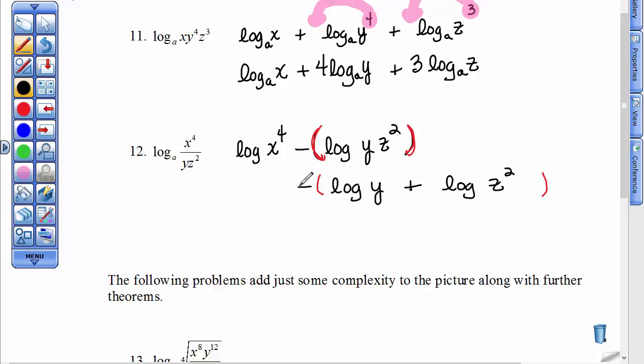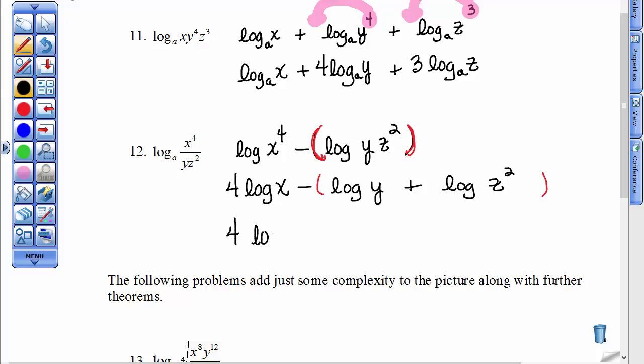And then you see this minus sign right here? It's got to be applied to both of those when you finish this up. And on top of it, I want the 4 to come down in front. So I want that to be the 4 times the log of x. I'll put the base of a in at the very end. So let's finish this up.